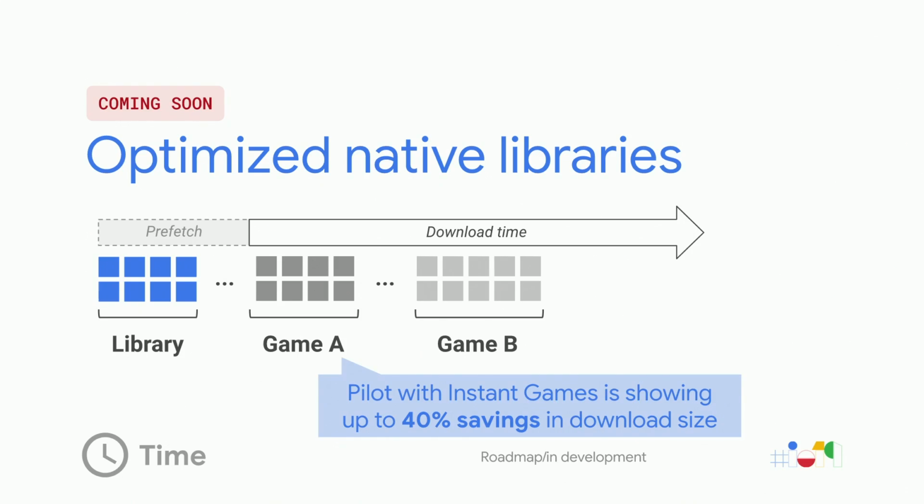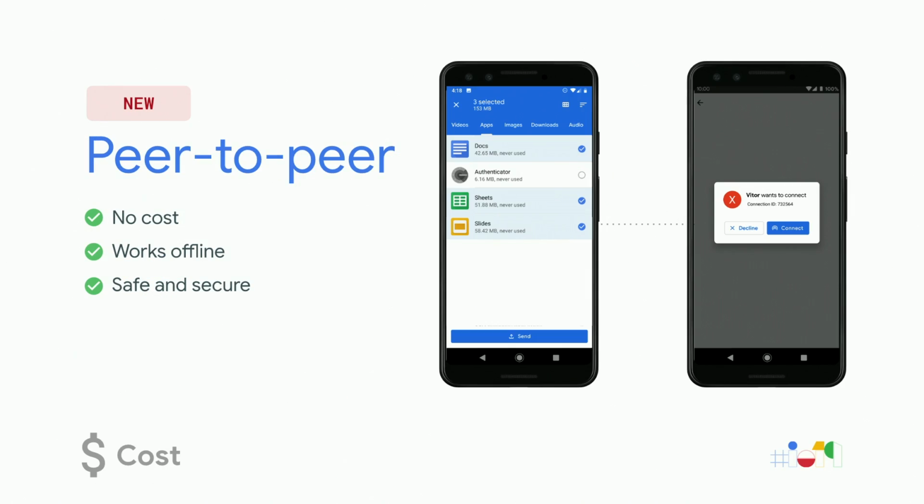In this pilot with instant games, we are seeing savings of up to 40% in download size, which is massive and should make a huge difference in conversion and engagement with these games. So, jumping now into cost.